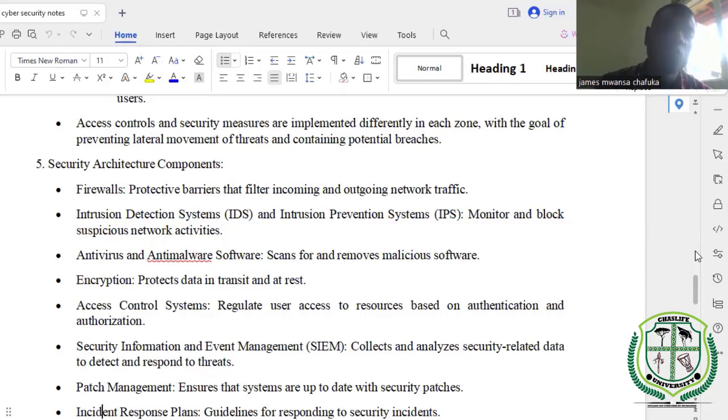And then apart from that, we have the access control system, which regulates user access to resources based on authentication and authorization. Now, when you talk of authentication, the access control depends on it because the user may be required to enter a password and a name. On the aspect of authorization, this is where the system decides whether to allow you to access the system or not. Okay, and that's how it works.